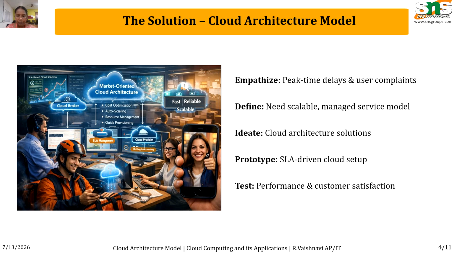In the empathize stage, we found the peak time delays and the user complaints. In the second stage, that is the define stage, we found the need for scalability and that we have to manage the service model. Third one will be the ideate. In ideate, we found the cloud architecture solution. Fourth one will be the prototype. In prototype, we found an SLA driven cloud setup. In the fifth stage, that is testing, we found the performance and the customer satisfaction.